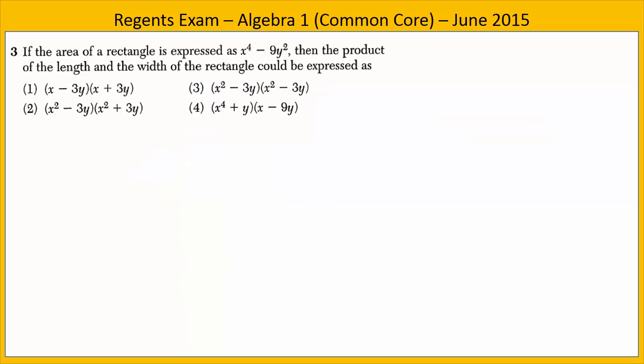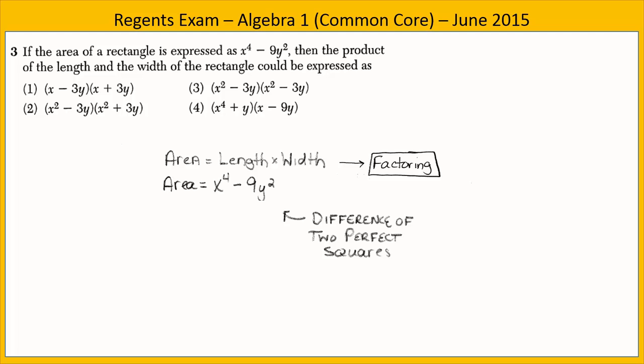In exercise 3, we're told the area of a rectangle is expressed as x to the fourth minus 9y squared. The product of the length and width of the rectangle could be represented as which of these expressions? We notice by looking at the expression that we want the area, length times width. We can take that original expression and factor it. Notice that what we have is a difference of two perfect squares. X to the fourth is a perfect square, and 9y squared is a perfect square. They're connected by subtraction. When we have a difference of two perfect squares, a squared minus b squared, it factors into a conjugate pair, a plus b times a minus b.